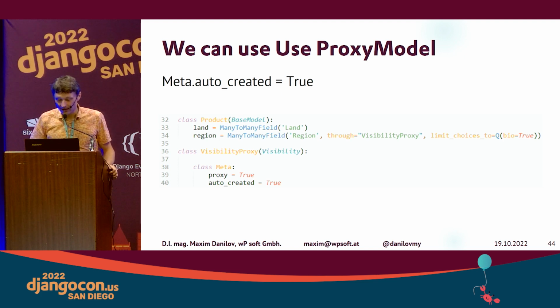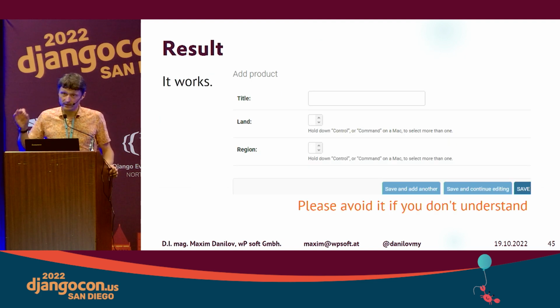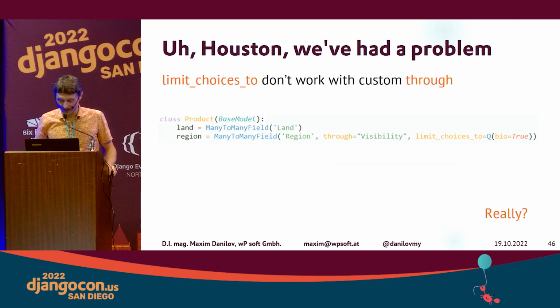And what happens? It works. But please, you avoid it if you don't understand how it works. It's important. It's a dirty hack to work with many-to-many with custom through model. But if you don't understand it completely, please avoid it. But we have other problem in custom many-to-many through model. Limit choices to doesn't work for custom through model completely. Really? It doesn't work? Or can we do something?